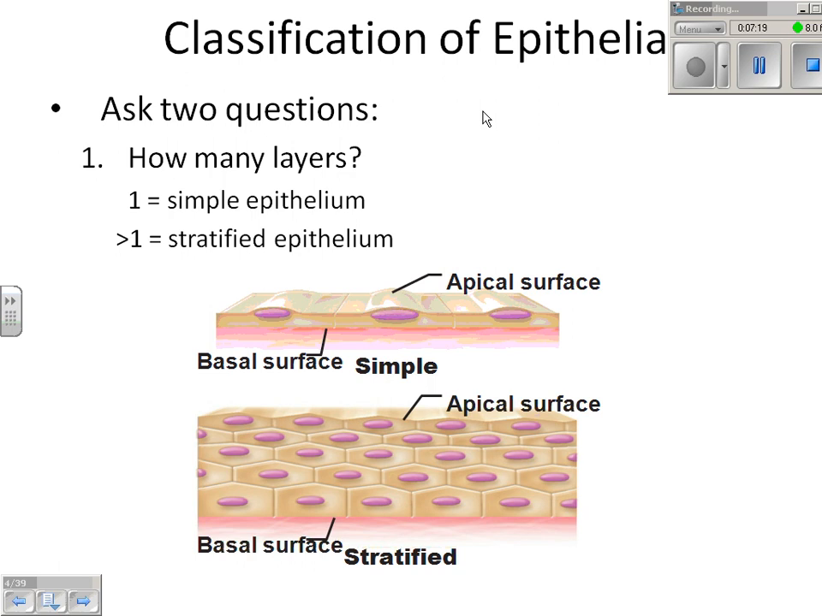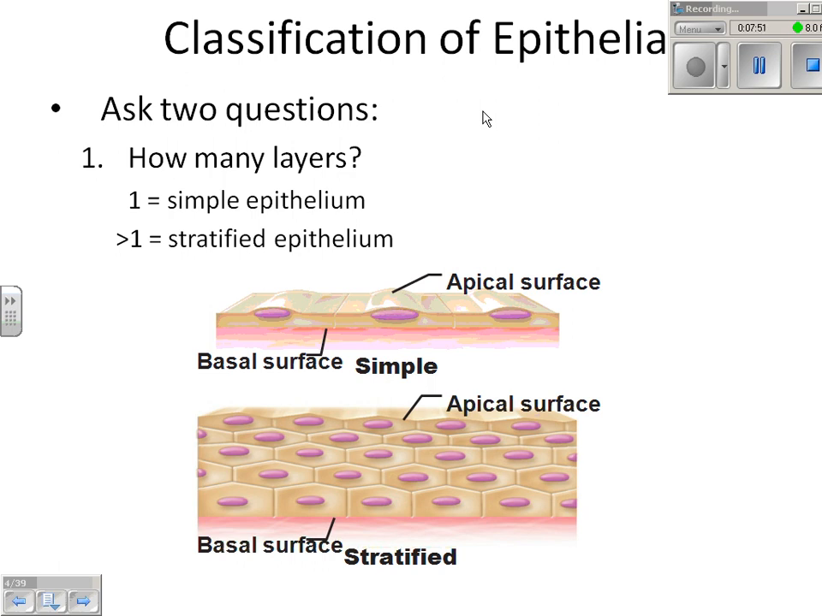But first thing you want to do is ask, is it simple or stratified? Simple means it's a single layer. Now, when you're looking at a microscope slide, this can be a little confusing. I'm going to try to teach you a few tricks so that you can identify this, but it depends on whether you're looking at a cross-section or a longitudinal section as to whether you're looking at simple epithelium or stratified epithelium, and I'll give you some pointers to help you in that identification process.